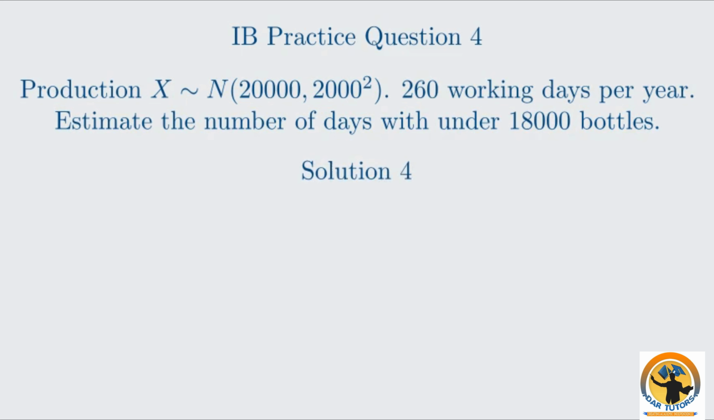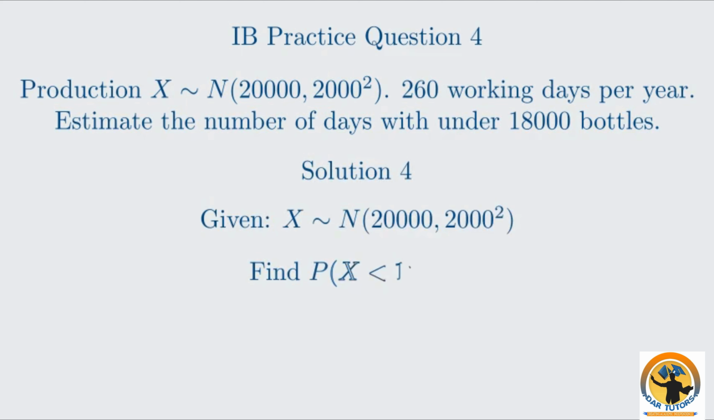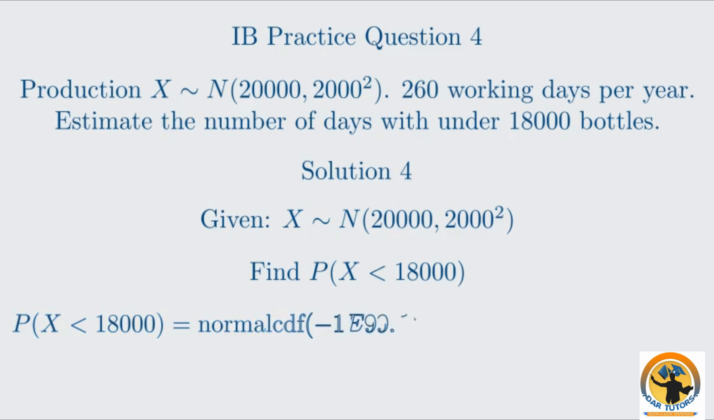Let's solve this. First, we find the probability of a single day being an underproduction day, where X is less than 18,000. Using normal CDF with an upper bound of 18,000, a mean of 20,000, and a standard deviation of 2,000, we find this probability to be approximately 0.15587. This means there's about a 15.9% chance of producing less than 18,000 bottles on any given day.